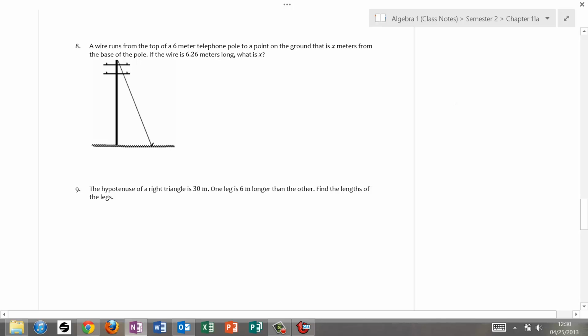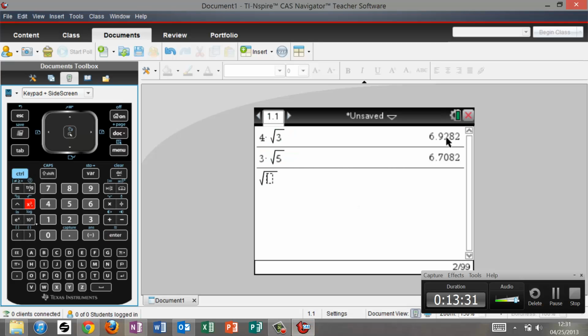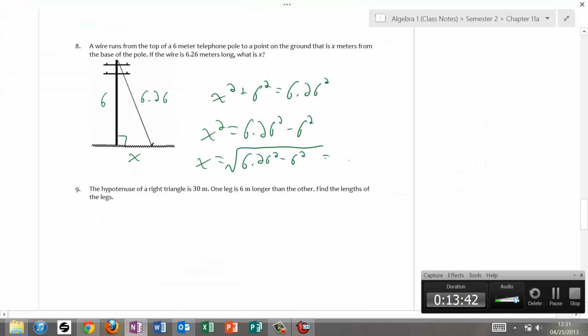Okay, number 8. A wire runs from the top of the 6-meter telephone pole to the point in the ground that is, sorry, x meters from the base of the pole. The wire is 6.26 meters long. What is x? X squared plus 6 squared is equal to 6.26 squared. You should see that this is a right triangle. We're going to use a calculator for this one. X squared is equal to 6.26 squared minus 6 squared. And watch, I'm going to do this all at once. I'm going to do a square root over the whole thing, so that when I plug it into the calculator, I can plug it in all as one expression. Radical 6.26 squared minus 6 squared, square rooted, is 1.78. So x is 1.78 meters.